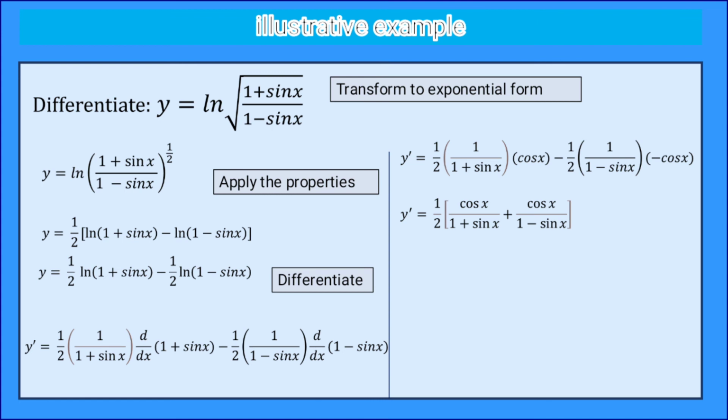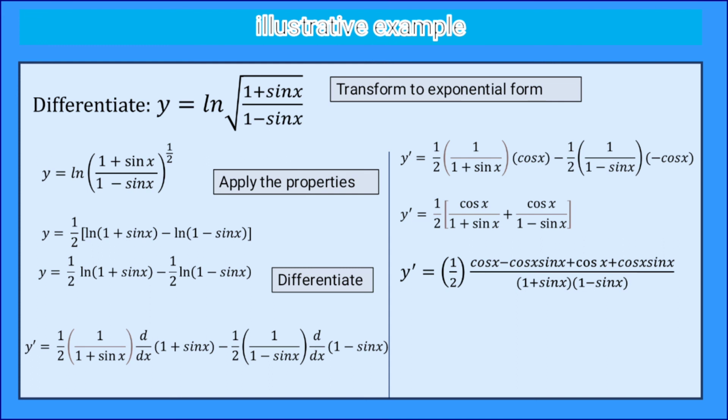Right now our equation becomes y prime equals 1/2 times the quantity cosine x over 1 plus sine x plus cosine x over 1 minus sine x. And then just combine these terms, just like when you are getting the sum of fractions. Since we don't have a common denominator, just multiply the two denominators that we have. So our denominator will become the quantity 1 minus sine x times 1 plus sine x, or 1 plus sine x times 1 minus sine x.